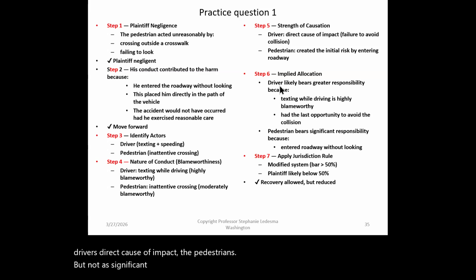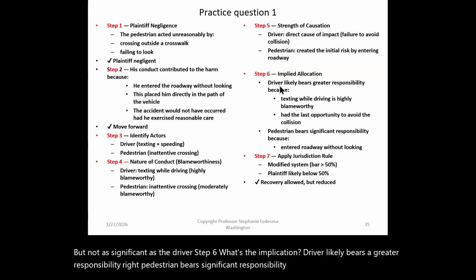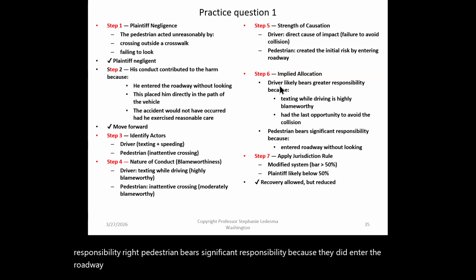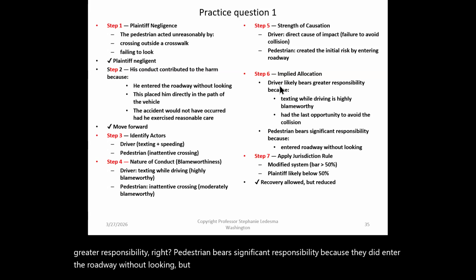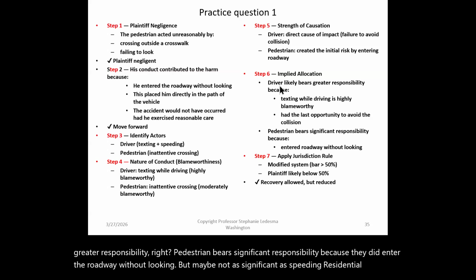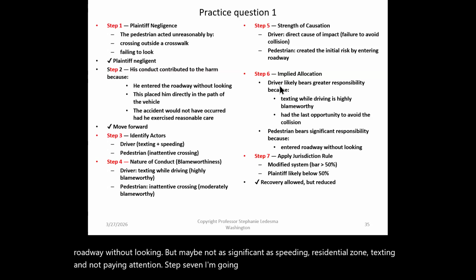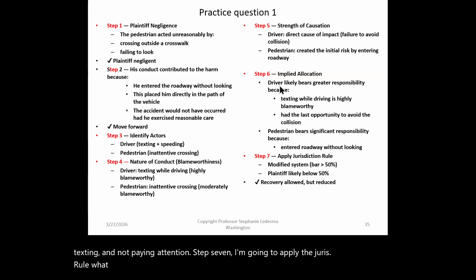Step six, what's the implication? Driver likely bears a greater responsibility, right? Pedestrian bears significant responsibility because they did enter the roadway without looking, but maybe not as significant as speeding in a residential zone, texting, and not paying attention. Step seven, I'm going to apply the jurisdictional rule. What is the jurisdictional rule here?